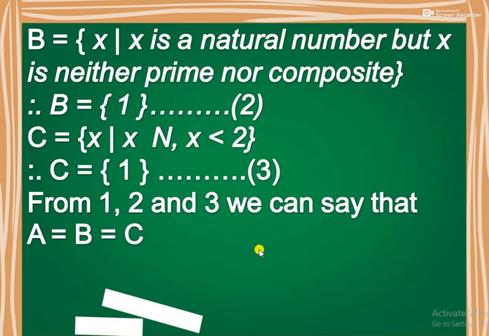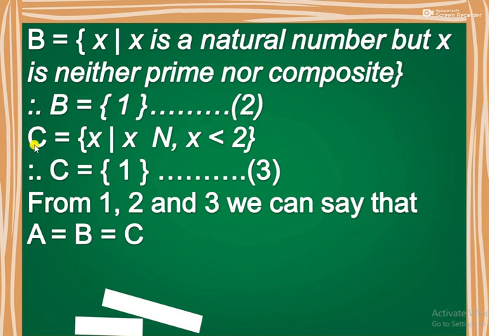Now, let us check B and C. Set B is the set of all x such that x is a natural number, but x is neither prime nor composite. So students, think about it: which number is neither prime nor composite? Yes, obviously the number is 1. Therefore, set B = {1}. Let us say this is equation 2.